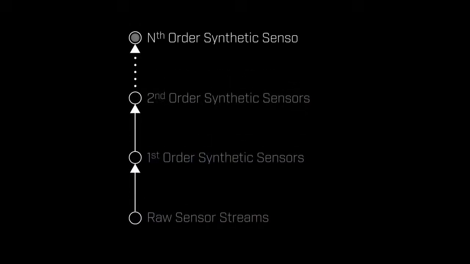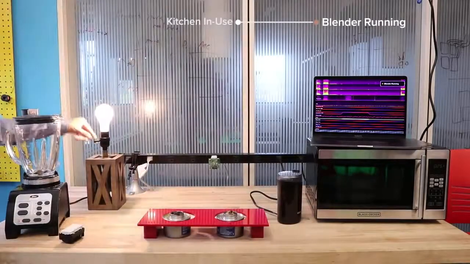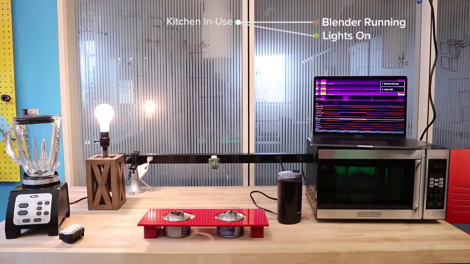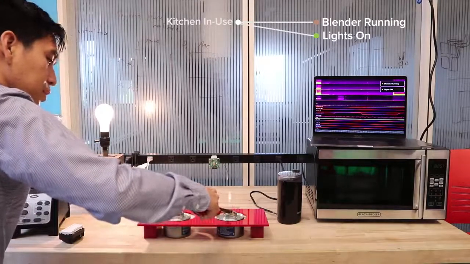Finally, there's no reason to stop at second-order synthetic sensors. These can feed into higher-order sensors, able to capture more complex environmental facets like human activity and the mechanical health of objects. Please see our paper for more details.